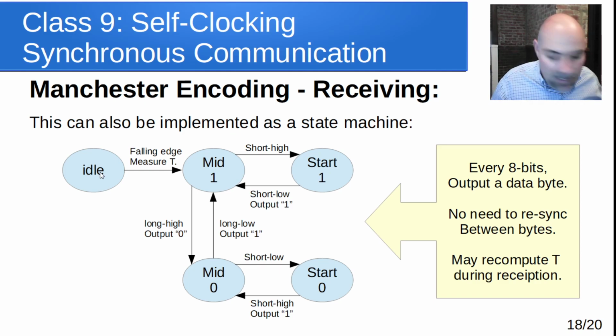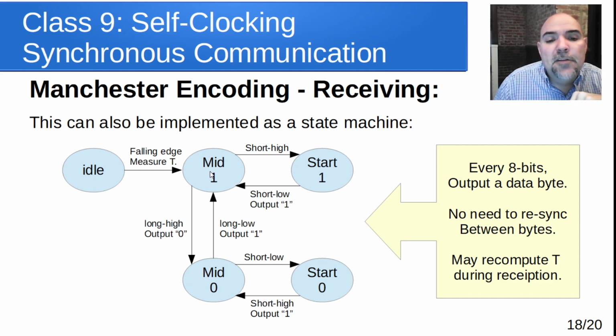Notice that there's also an ability here, since we're measuring these short pulses and these long pulses, to fine-tune T or have T slightly change over time. So rather than just being stuck to that first measurement, every time we have a short pulse, that's what T is. So we could average those or something like that, or use the last short pulse I saw as my new yardstick for measuring, so it can tune itself as it's running.